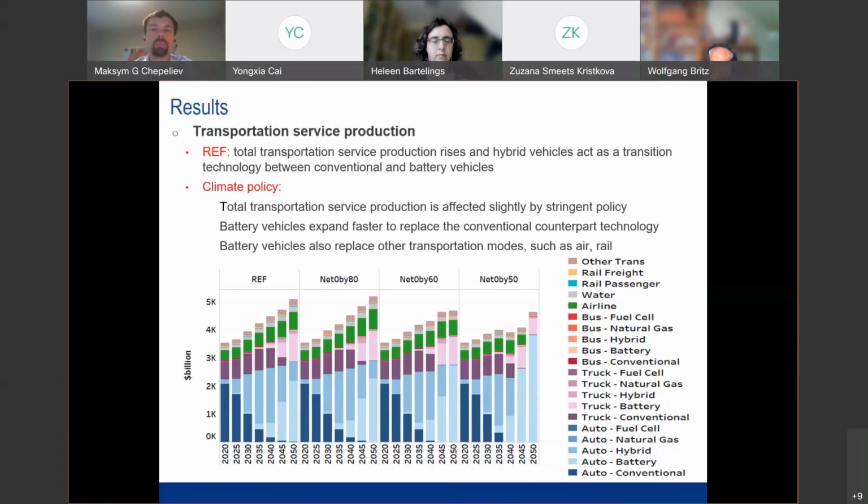However, in the climate policy, the total transportation service production is affected slightly by the stringent policy. The battery vehicle expands faster to replace the conventional counterpart technology. In the net zero by 50 case, during 2045 and 2050, it not only replaces the conventional counterpart, but also replaces other transportation modes. For example, battery replaces the airline transportation. So in order to meet the stringent target.